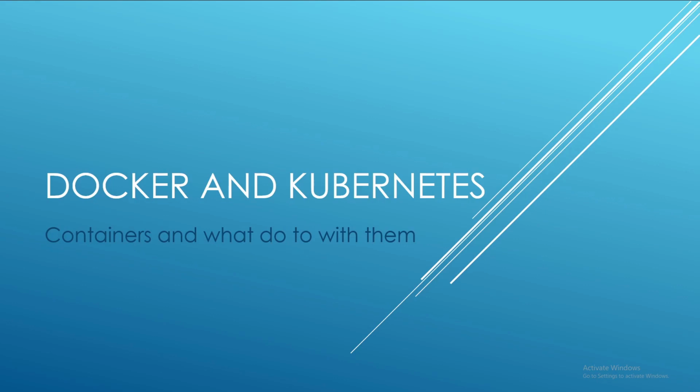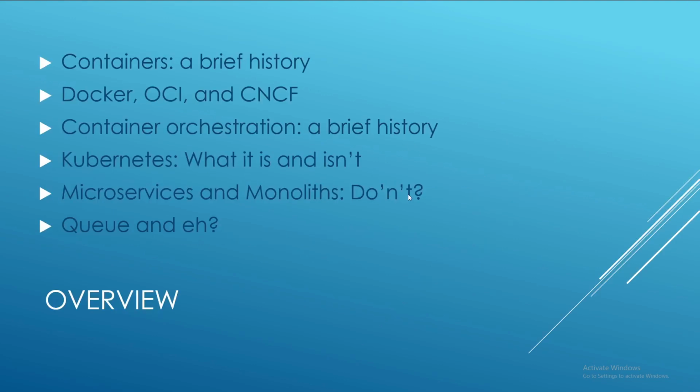Today we'll be demonstrating a little bit about Docker and Kubernetes, starting with a little bit of history of containers and what to do with them. So first, we're going to go over containers, a brief history, where they came from, what their purpose is, and then we're going to continue on to a brief discussion about Docker, the OCI, and the CNCF, followed by container orchestration and a brief history of where that came about, and continuing on to one of the biggest container orchestrators in the market today, Kubernetes.